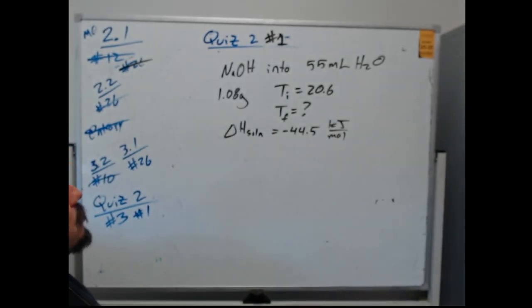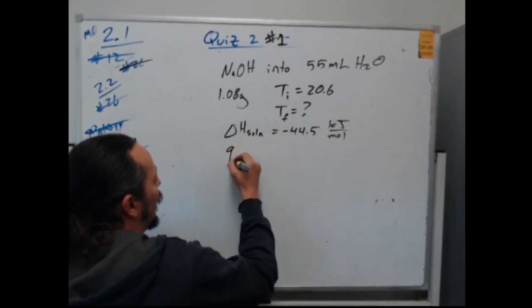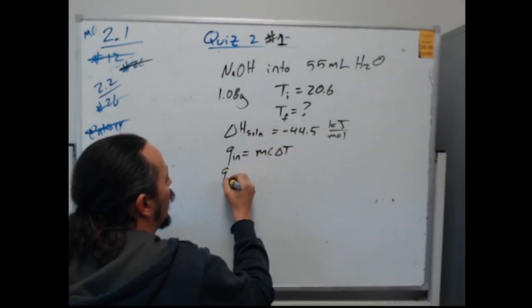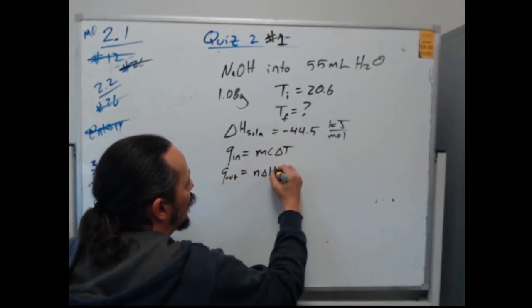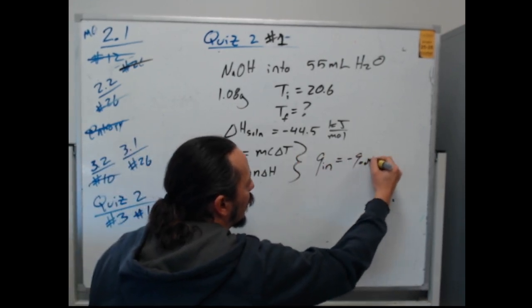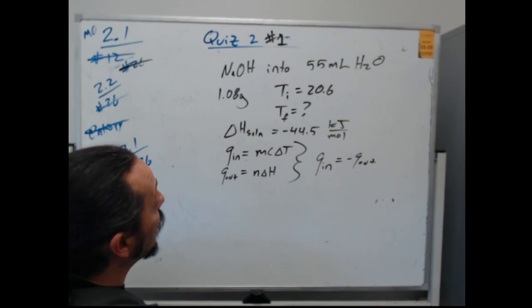So, what do we do? Q equals n delta H. That's it. Oh, except Q equals negative n delta H. Right. So we're going to have essentially a Q in that is going to be MC delta T. Our Q out is going to be this exothermic part, n delta H. And when I set them equal to each other, I have to do Q in equals negative Q out. So I can go ahead and just start plugging in numbers.